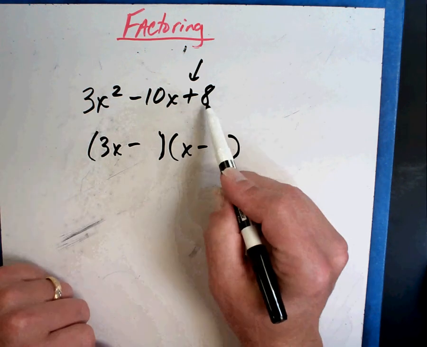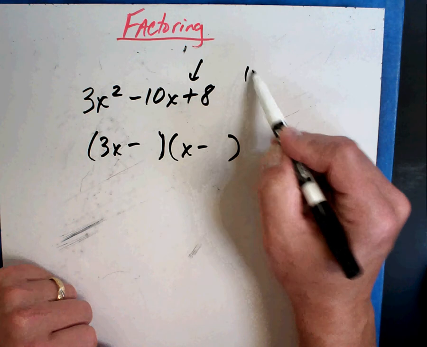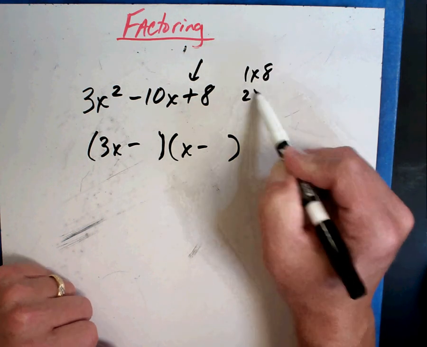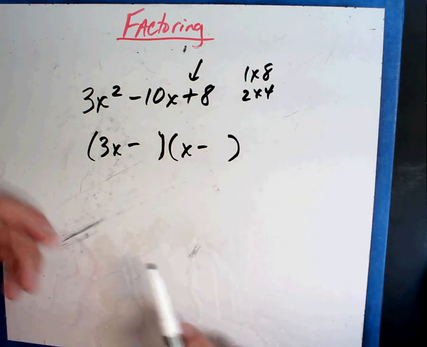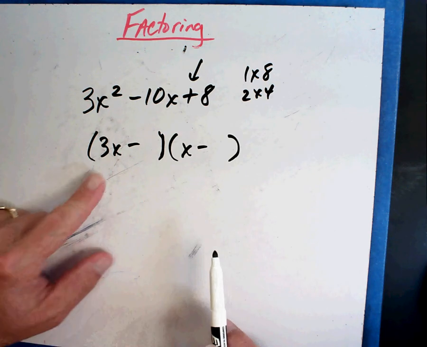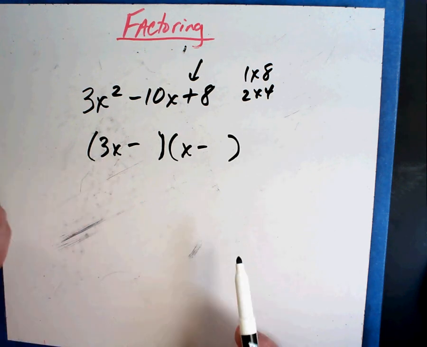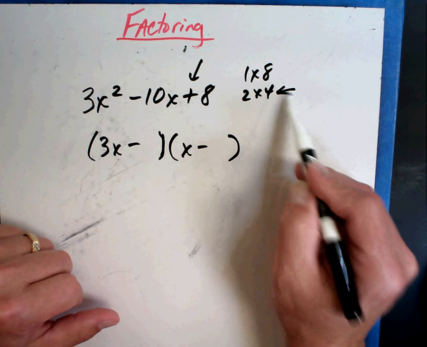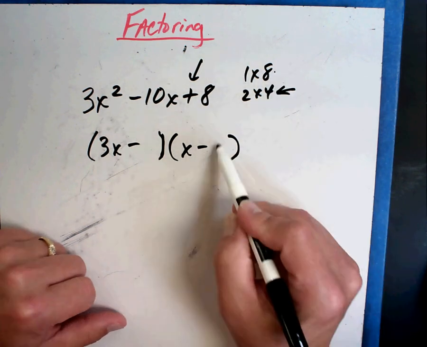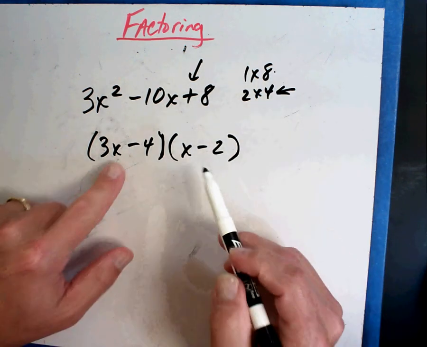Now that means I need two numbers that make 8. So that's 1 and 8, and 2 and 4, and then add together to make 10. Ooh, but there's a 3. Let's just pick one. Start with the closer numbers and we'll work up to the big numbers. 2 and 4. So I've got to check my work.